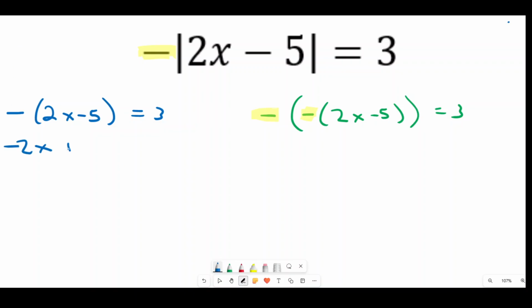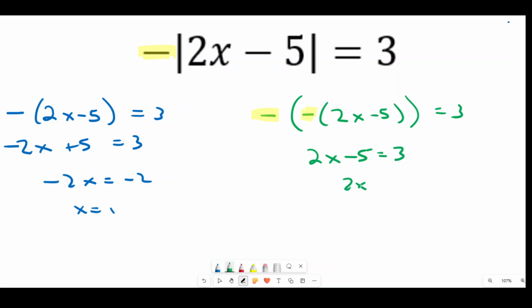Negative 2x plus 5 equals 3. So negative 2x equals negative 2. So x equals 1. And over here, those multiply: negative 1 times negative 1 is positive 1. So I end up with this. So 2x equals 8. x equals 4. And that all seems great, but look at what happens when you test it.